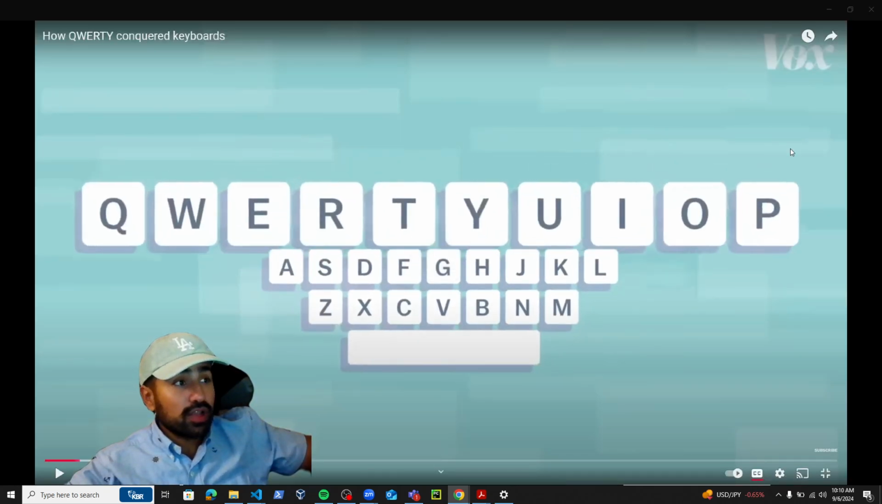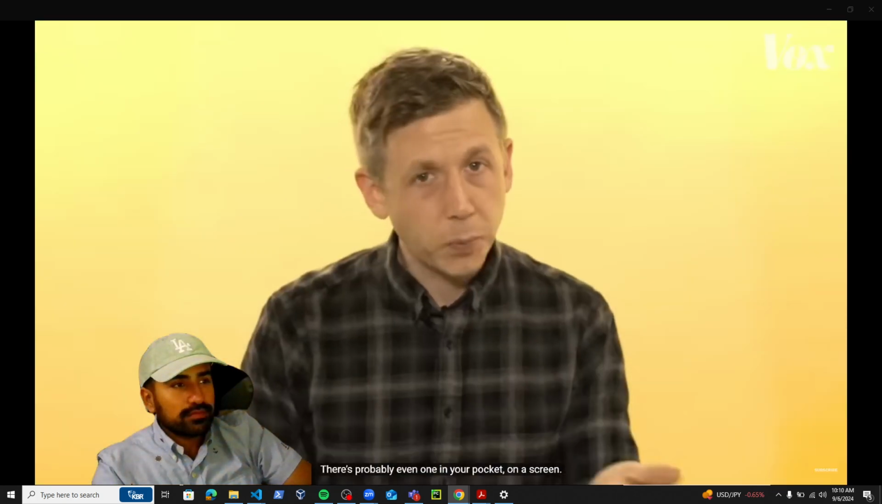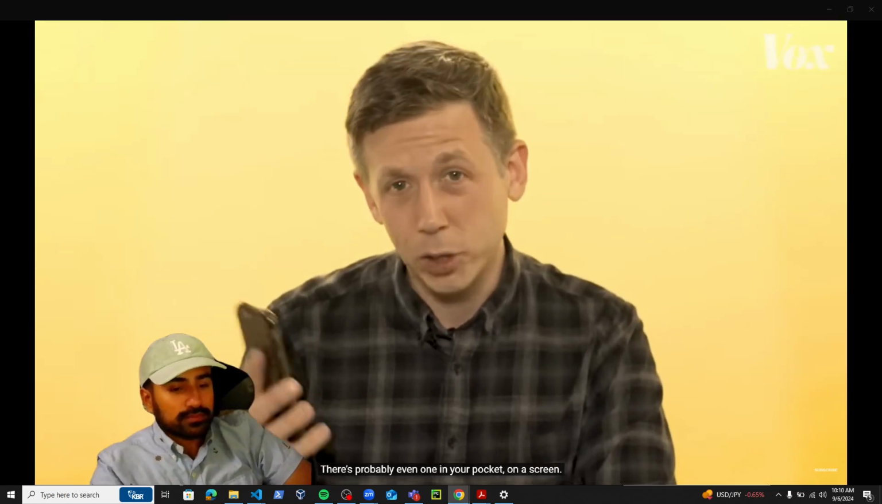Yeah, so not every single keyboard in the world is QWERTY, right? There are special keyboards out there for special uses, but for the most part, for most of our PC users, personal computer users, we're going to be using the QWERTY keyboard. We all have these QWERTY keyboards. There's probably even one in your pocket on a screen.